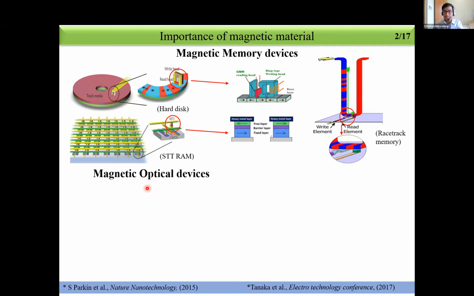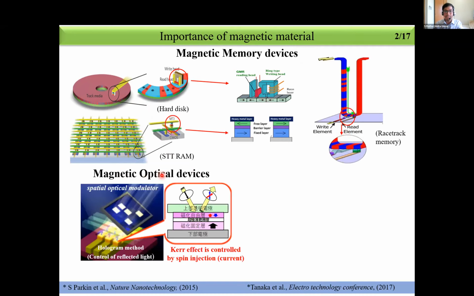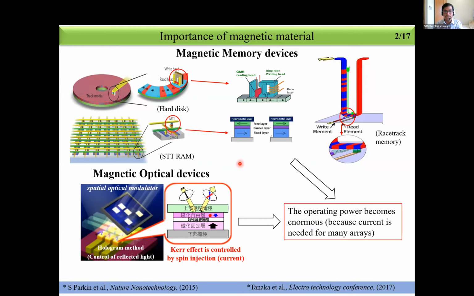If we talk about magneto-optical devices, for example, spatial light modulator, which is governed by the hologram method, one most important thing I would like to note here is that this device needs a high Kerr effect. So this also needs spin current to write data. In all the cases, we found one thing: to write data, we have to use either spin current or inductive current, which really consumes a high amount of energy, and which is a problem.